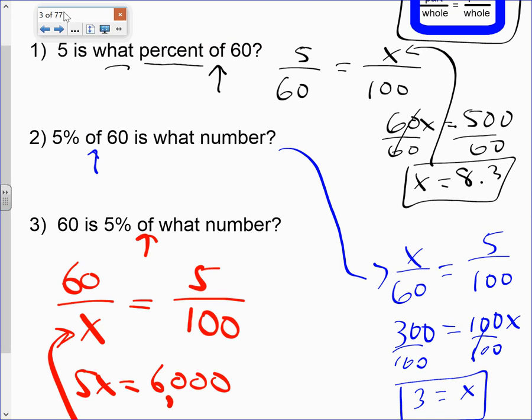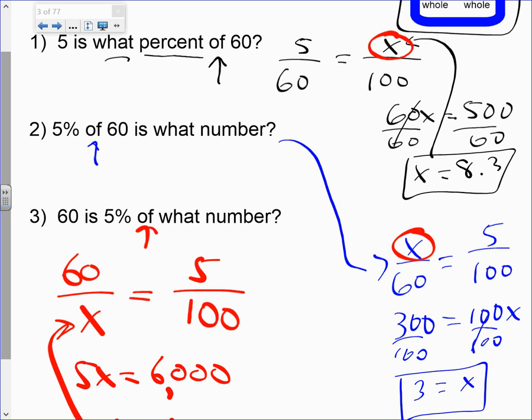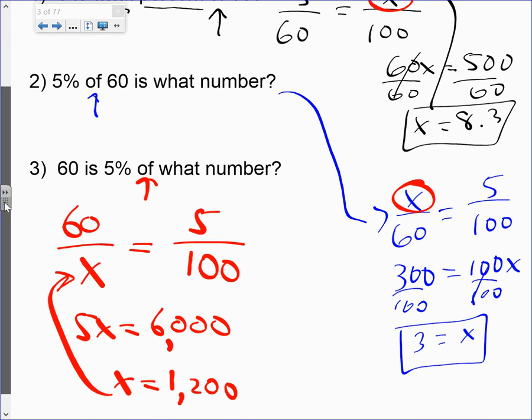Let's summarize. Number one, the unknown was the percent. Look at where the unknown was. On number two, the unknown was the part. Look at where the x was. And at number three, the unknown was the whole. Look at where the x is.